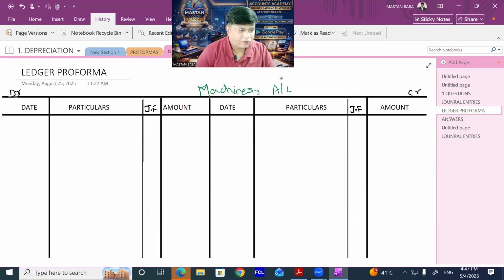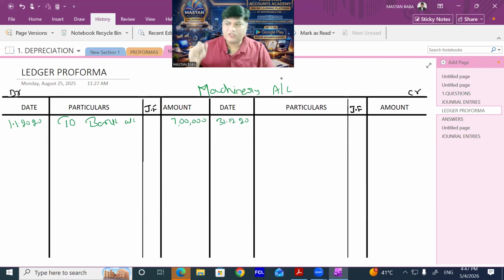First, on 1/1/2020, we purchase the machinery. Please listen with utmost concentration. This is the main part of the answer. So machinery account debtor to bank. In the journal entry we have to transfer to the bank account in the ledger. For how much was the asset purchased? As we know, it is purchased for 7 lakh. At the end of the accounting year, on 31st December 2020, we charge the depreciation.